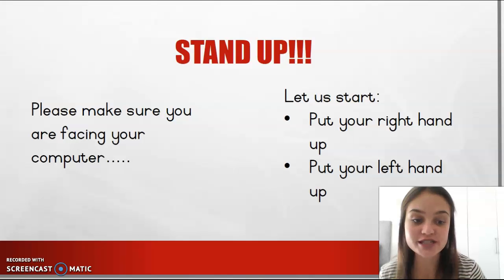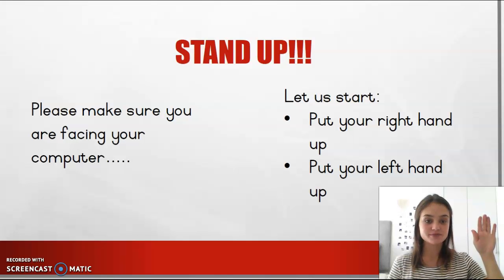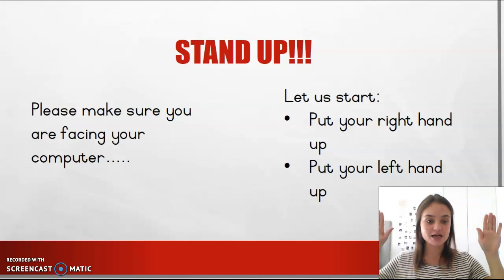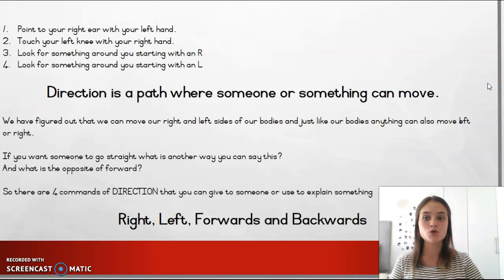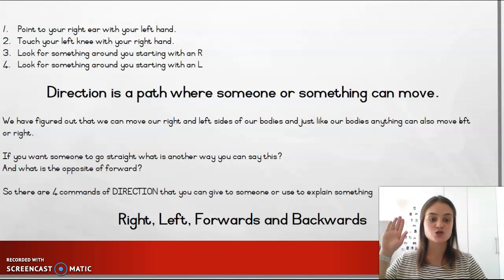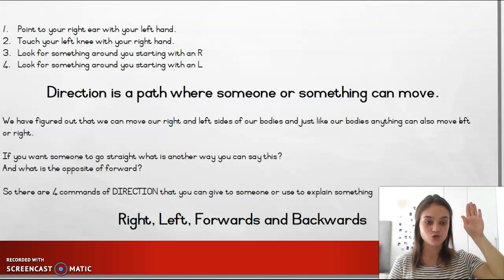I want you to stand up and make sure you are facing your computer. I want you to put your right hand up. And then I want you to put your left hand up. Right. Now, I want you to point to your right ear with your left hand. So to your right ear with your left hand. Then I want you to touch your left knee with your right hand. So using your right hand, touch your left knee.